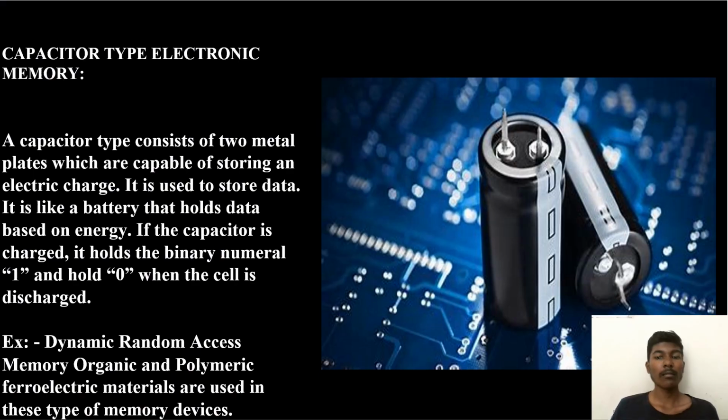Next, capacitor type electronic memory. A capacitor consists of two metal plates which are capable of storing an electric charge. It is used to store the data. It is like a battery that holds data based on energy. If the capacitor is charged, it holds the binary numeral 1 and holds 0 when the cell is discharged. Example: dynamic random access memory. Organic and polymeric ferroelectric materials are used in these types of memory devices.